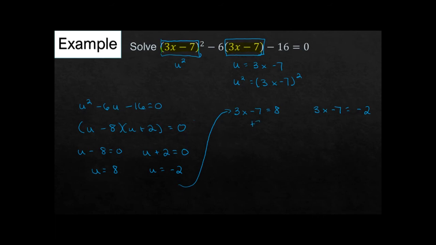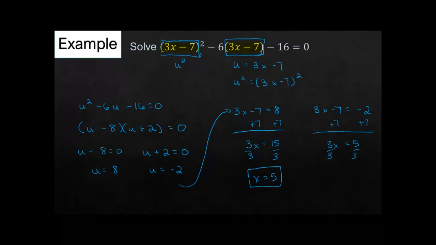So I'm going to add 7, which gives me 3x equals 15. And then I divide by 3, and so my first answer is x equals 5. And then the second equation, again, I'm adding 7. So that gives me 3x equals 5. And now when I divide by 3, I'm going to get x equals 5/3 as my second answer.